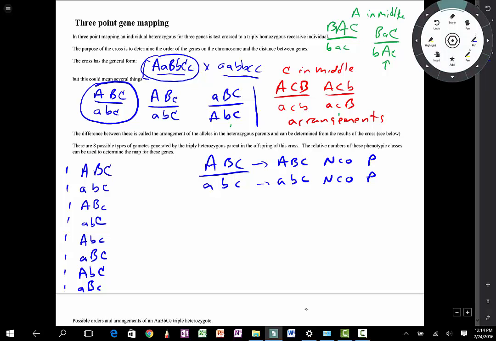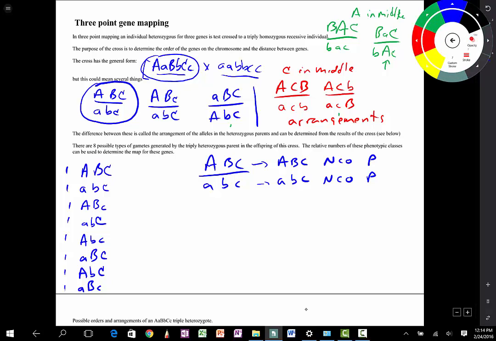But then we can start getting crossovers between these things. And if we get a crossover between, we kind of draw a crossover like that. Now big A is going to be connected to little b and little c, and little a is going to be connected to big B and big C. So that was these guys. So big A now is with little b, little c, and little a with big B and big C. That was this guy. So keep those down here.